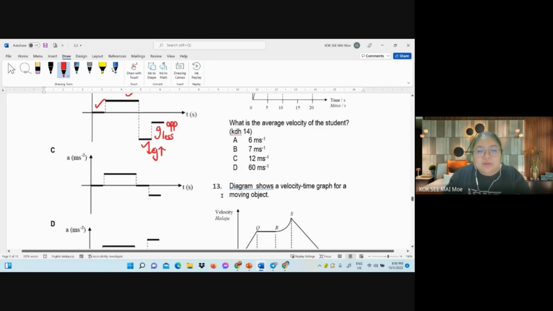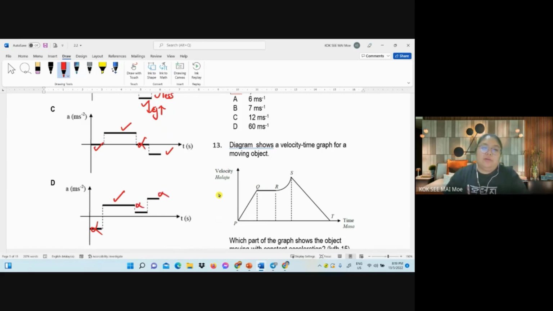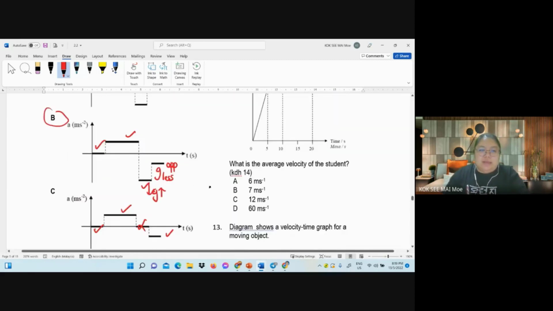Okay, I go through C also. First part correct, second part also correct. Okay, number 3 wrong already. Okay, number 3 is a deceleration, you cannot say constant. Okay, number 4 is correct. Okay, then D, the first one already is wrong. And this one is correct, wrong, and also wrong. So the best one is B.